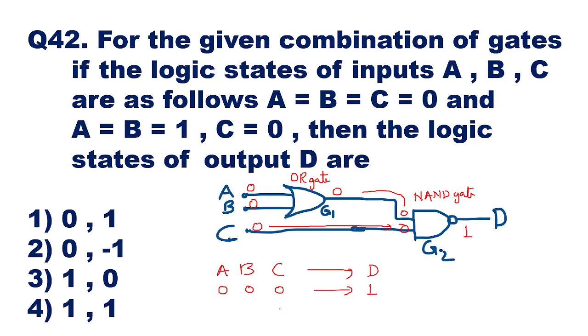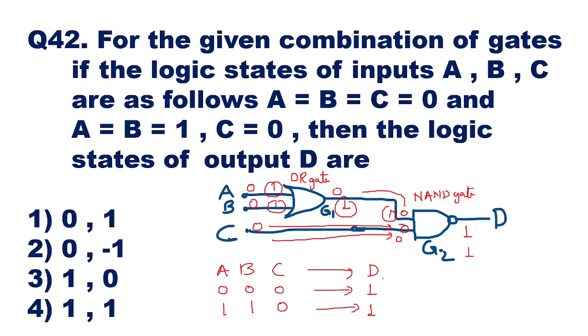Now in the second combination, A is equal to B is equal to 1, so this is 1, 1 and C is 0. Then what will be the output? When both the inputs are high, 1, 1, the output of OR gate is 1. Now this 1 will be coming here, and C is 0 in the second case also. So 1 into 0 is 0, and when the inputs are 1 and 0, the output of NAND gate is 1. So here also the output will be 1.